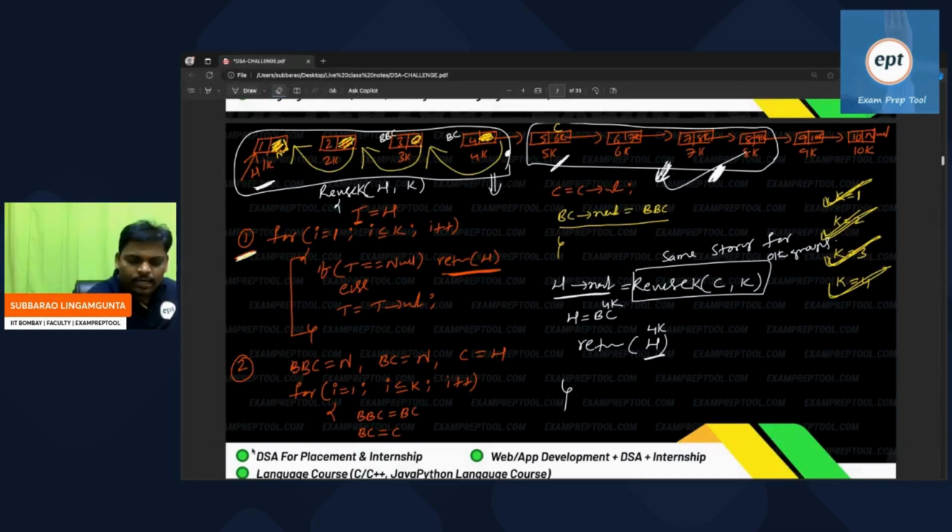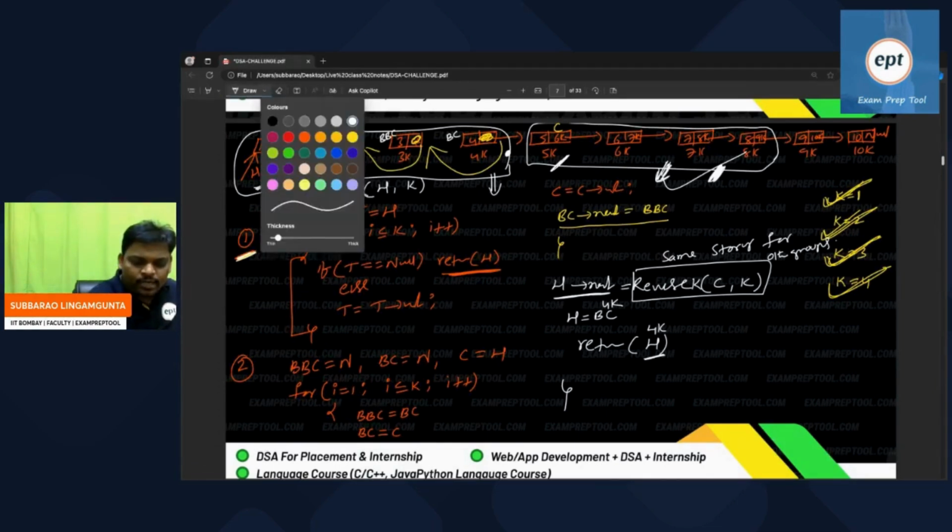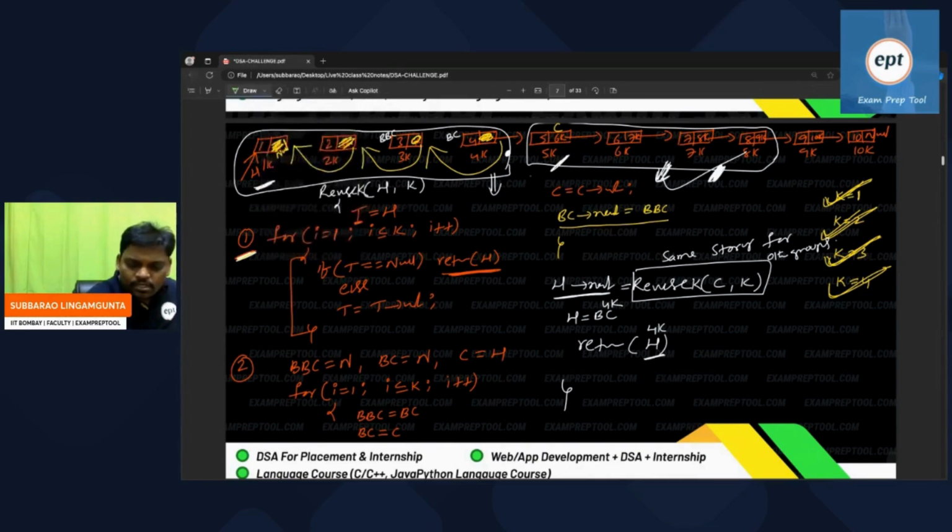So let me write the ending formalities. This reverse function started here, ended here. Next one, reversing of K people started here, ended here. The for loop ended here. Checking started here, ended here.